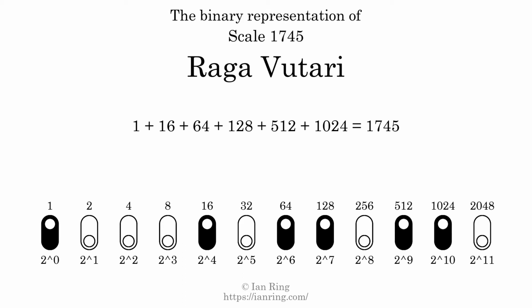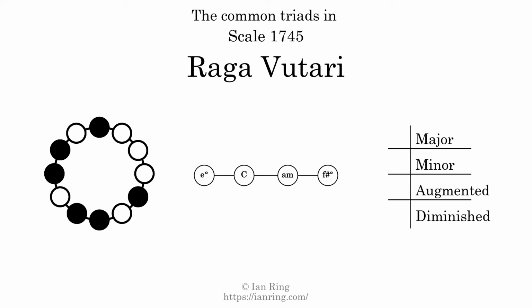The scale number not only enumerates the scale with a unique index, but it also literally describes the tonal content of the scale. Represented as a binary number in base 2, the scale number is 0110110100001. Here are the common triads present in this scale.